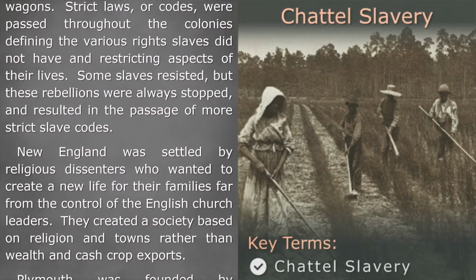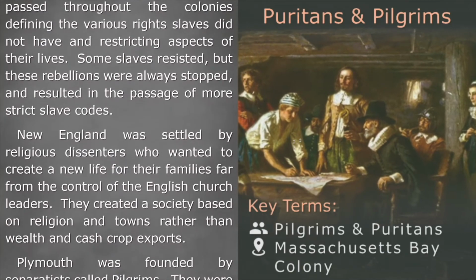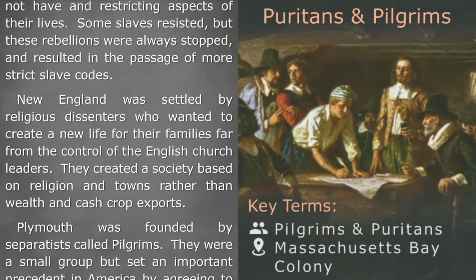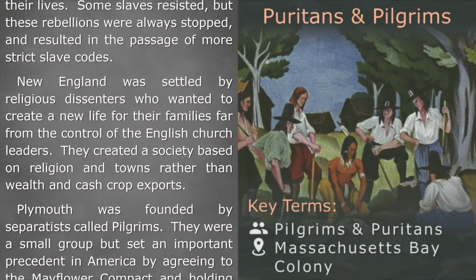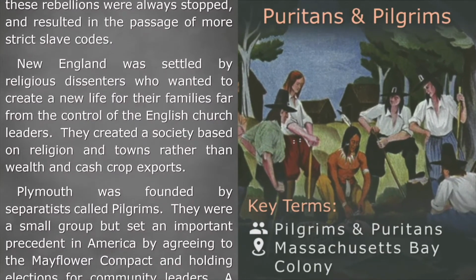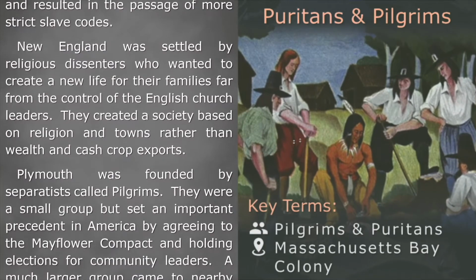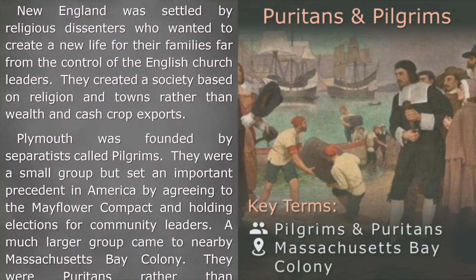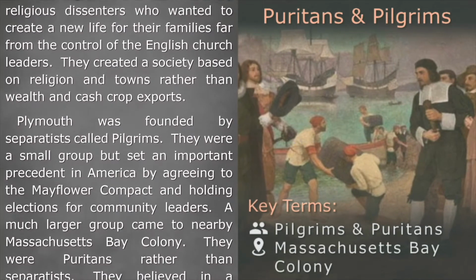New England was settled by religious dissenters who wanted to create a new life for their families far from the control of the English church leaders. They created a society based on religion and towns rather than wealth and cash crop exports. Plymouth was founded by separatists called Pilgrims.